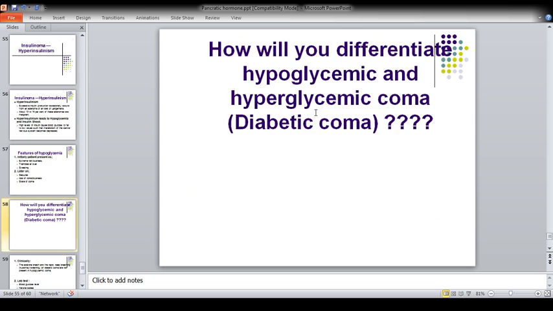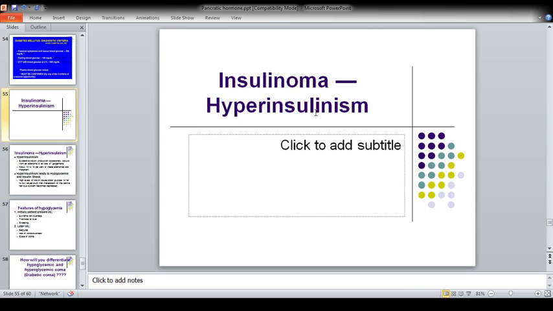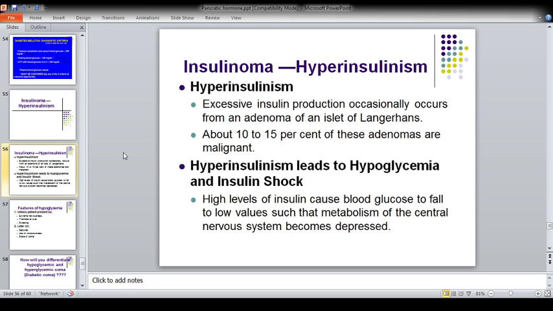Now let's look at some other scenarios. So let's talk about insulinoma or hyperinsulinism. So what is it? Hyperinsulinism is when excessive insulin is being produced occasionally from a benign tumor of islets of Langerhans.